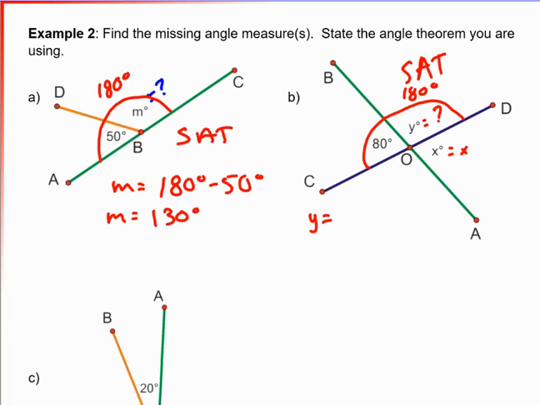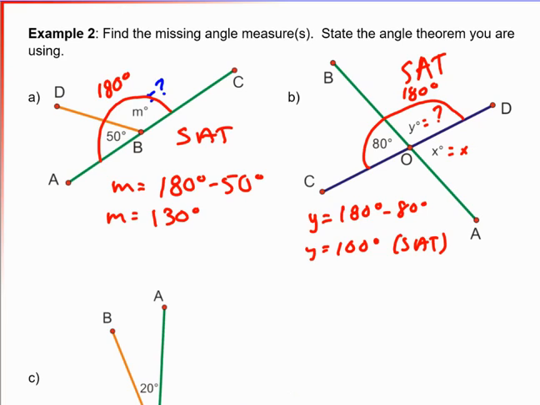Again, pause the video anytime and try it yourself before I reveal the answers. So if we use SAT, we're going to say 180 minus 80. Well, 180 minus 80, that's easy. So y is going to be 100. So that was with SAT. Okay, so it's good. Look, we're giving the reason for it. So we're giving it some justification.